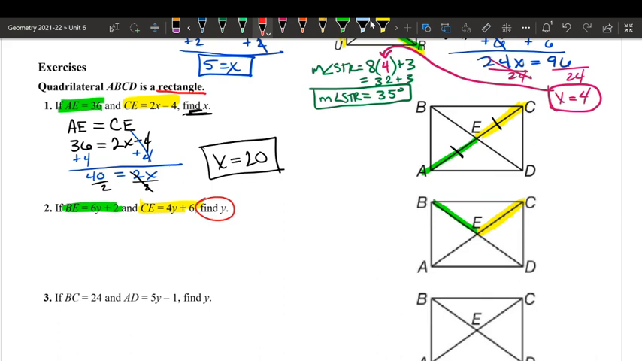And so the property of rectangles, it says that the diagonals are congruent, means if they're congruent and they're bisected, then all of the sections are congruent. So again, I just set it up as the pieces are congruent. So BE is congruent to CE, which means I can say that 6y plus 2 equals 4y plus 6.